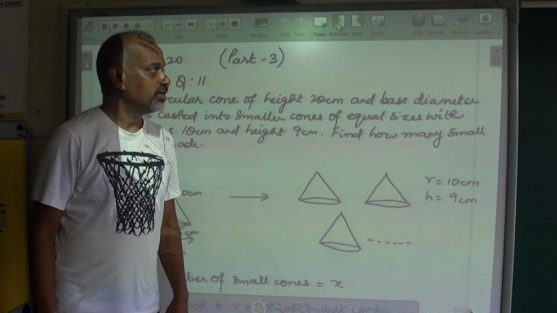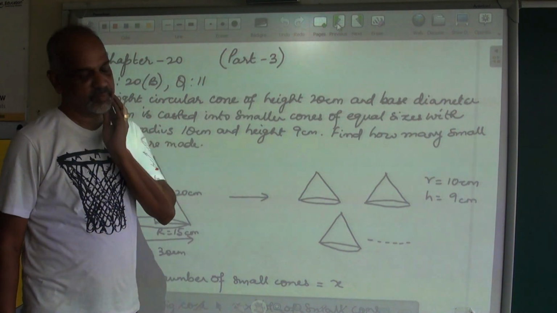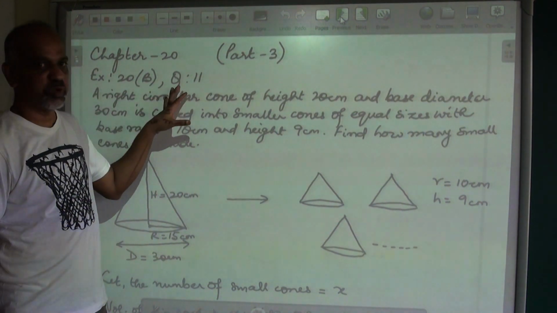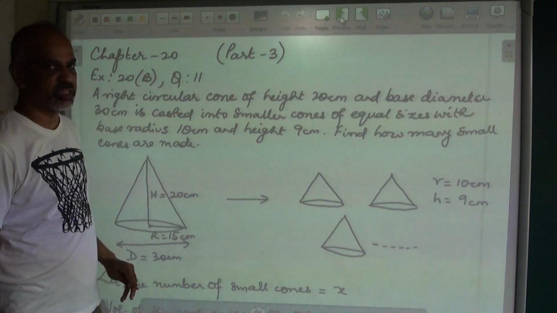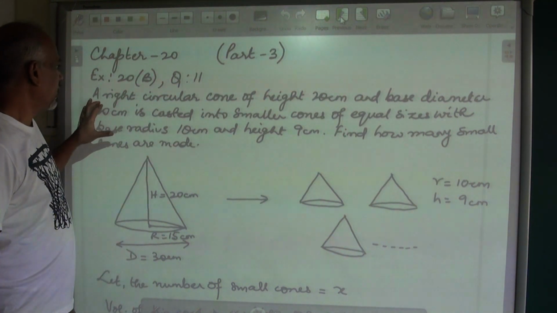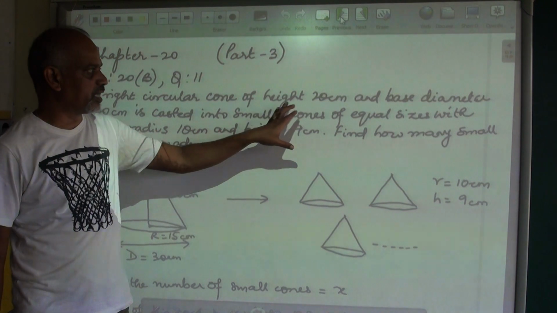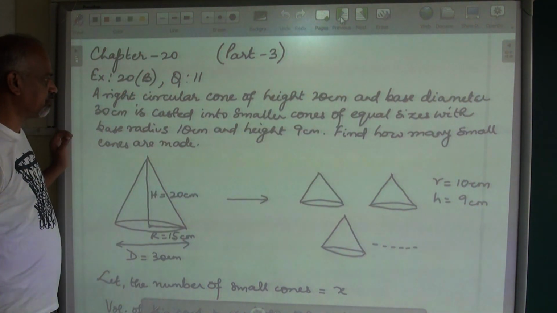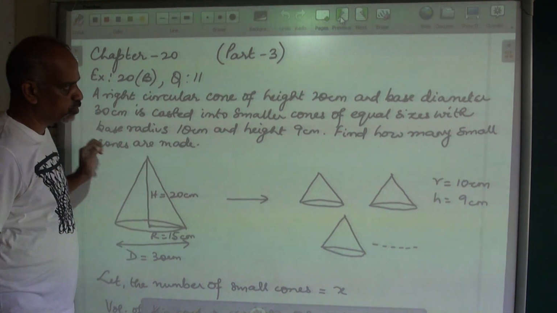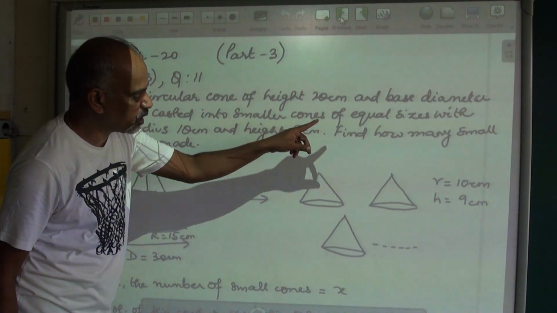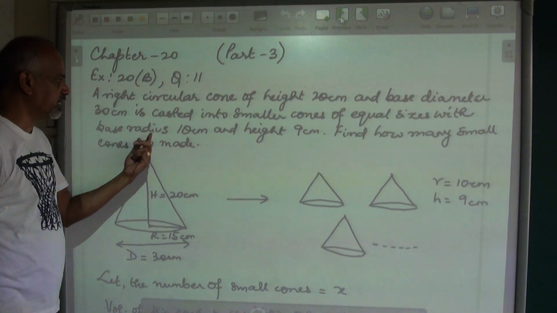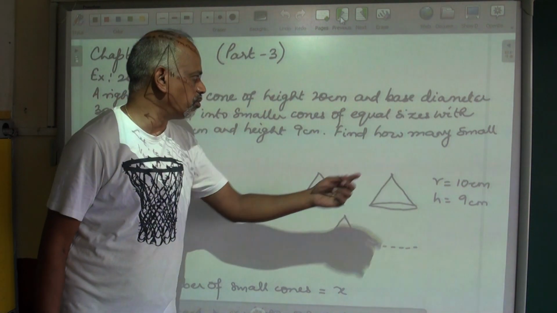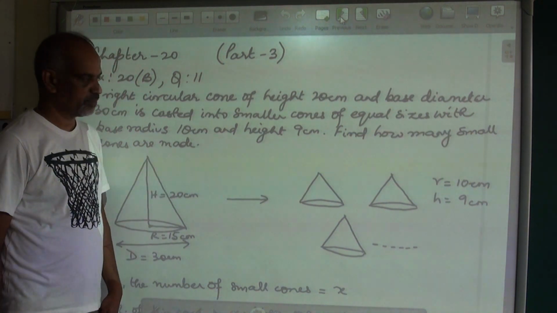This is chapter 20, the third part. From exercise 20b, question number 11. This is to do with cones. A right circular cone of height 20 centimeter and base diameter 30 centimeter is casted into smaller cones of equal sizes with base radius 10 centimeter and height 9 centimeter. Find how many small cones are made.